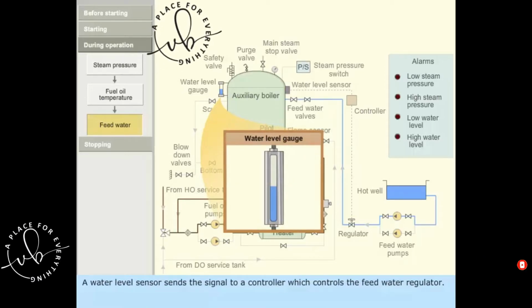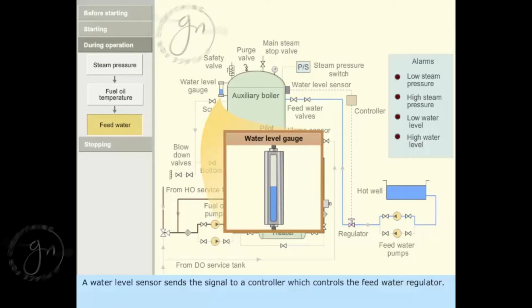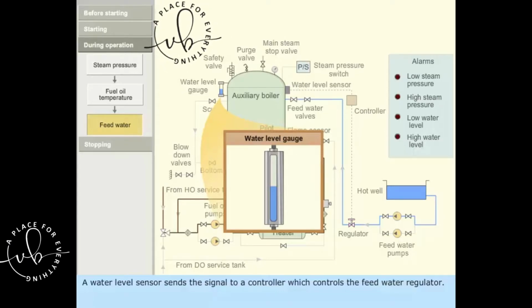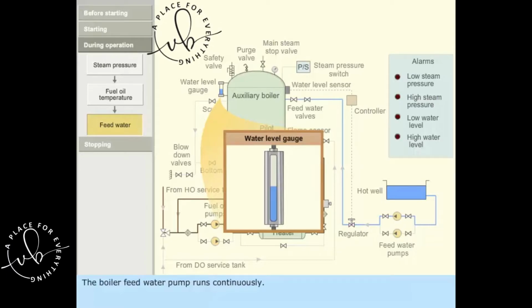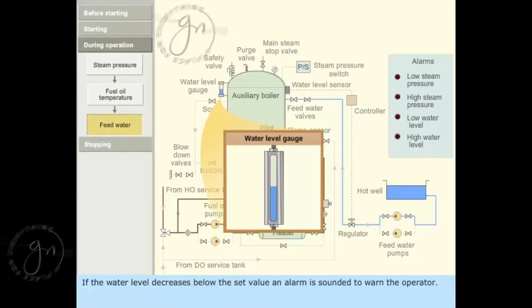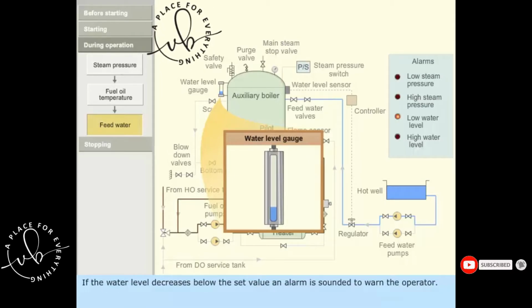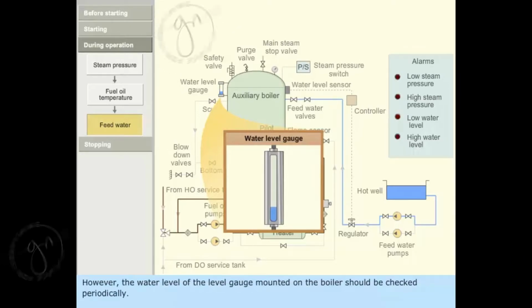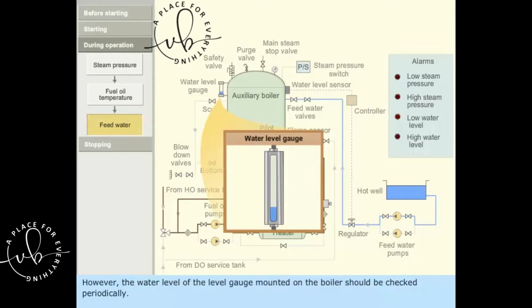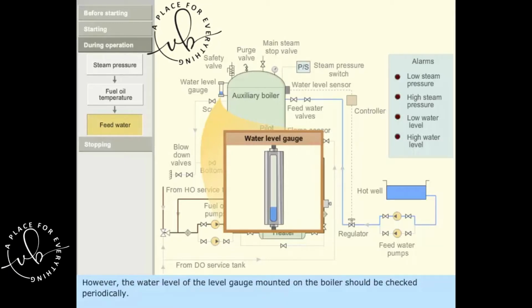A water level sensor sends the signal to a controller which controls the feed water regulator. The boiler feed water pump runs continuously. If the water level decreases below the set value, an alarm is sounded to warn the operator. However, the water level of the level gauge mounted on the boiler should be checked periodically.